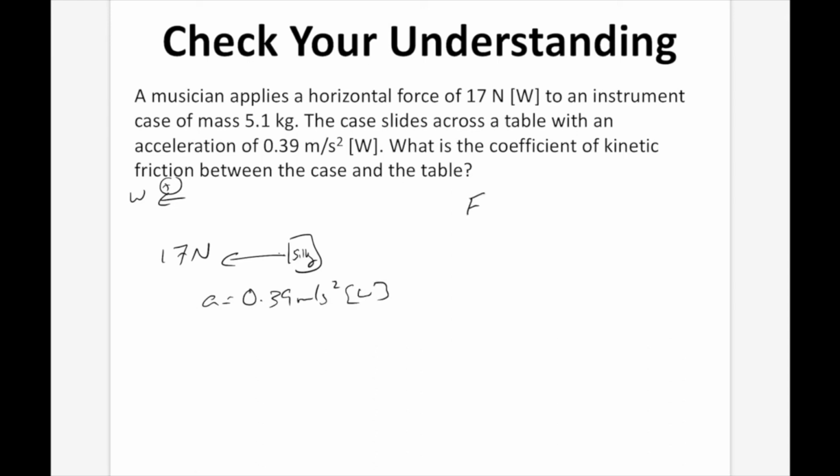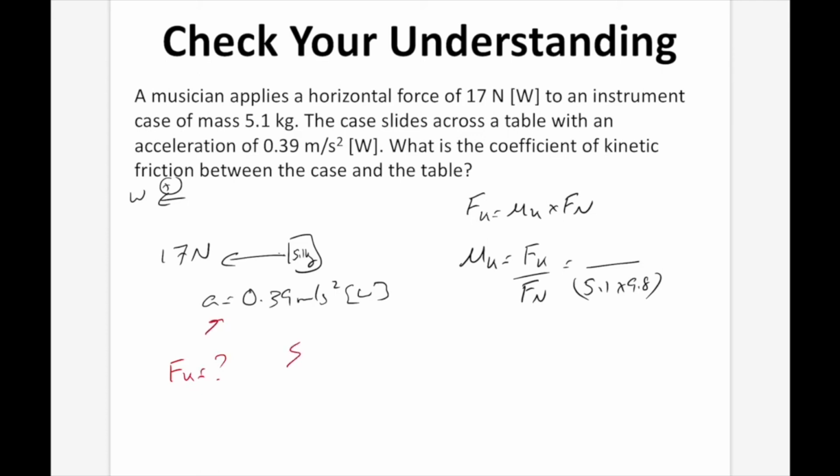So we're going to have Fk equal to mu k times Fn. We're solving for mu k, so mu k is equal to Fk divided by Fn. So Fk we need to figure out. Fn we know is going to be the mass, which is going to be 5.1 times 9.8. So now Fk is a little bit more tricky. Fk we're going to have to figure out over there. We're going to use the acceleration to figure that out. We know that the sum of the forces is going to equal the mass times the acceleration.